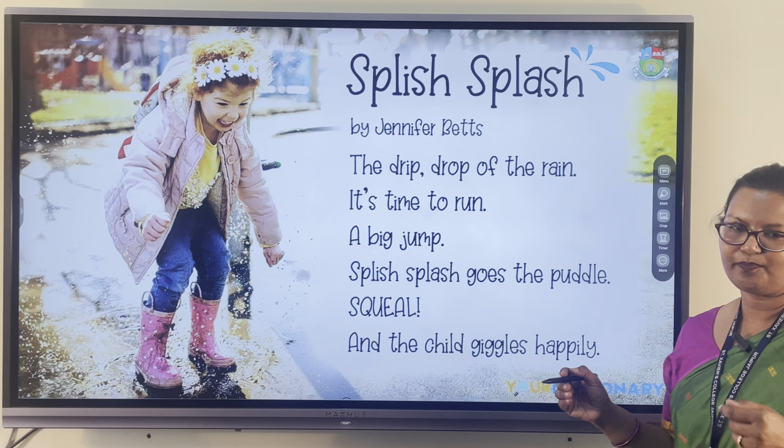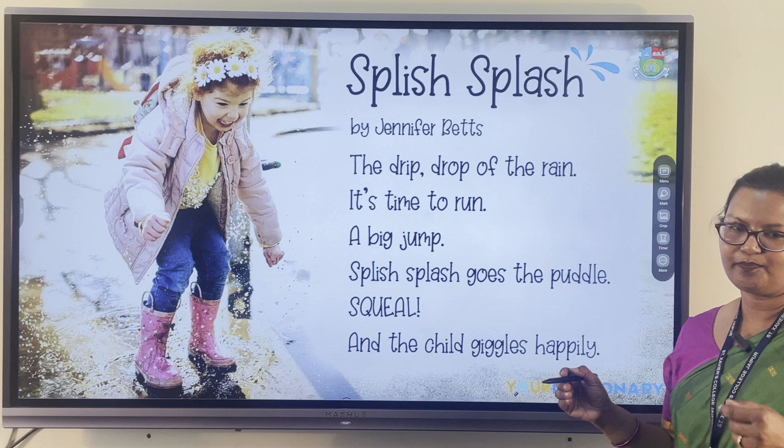Look at this poem, Splish Splash. I've taken it from pickmypoetry.com by a very famous author, Jennifer Betts, known for her poems for children. The drip drop of the rain. It's time to run. A big jump. Splish, splash goes the puddle. Squeal. And the child giggles happily.